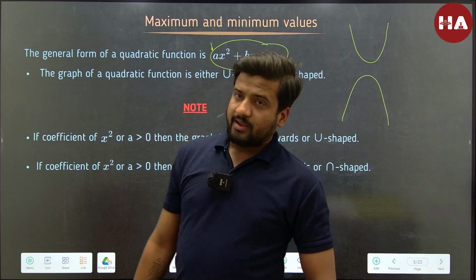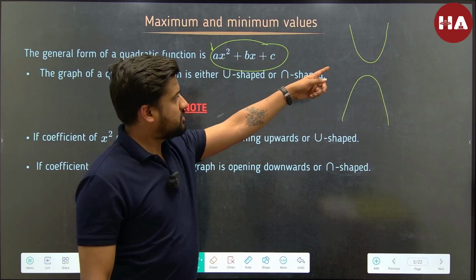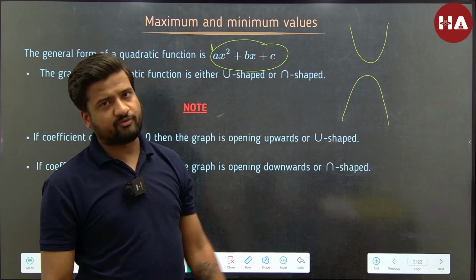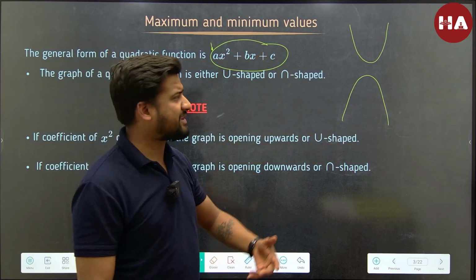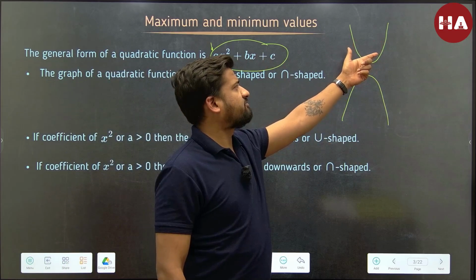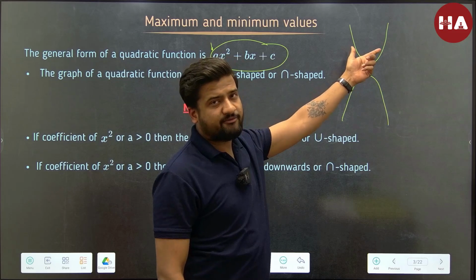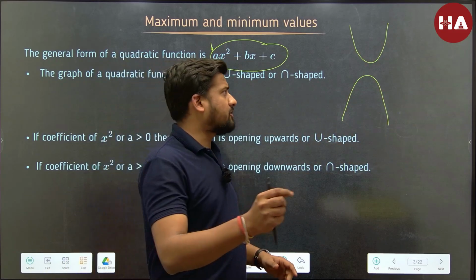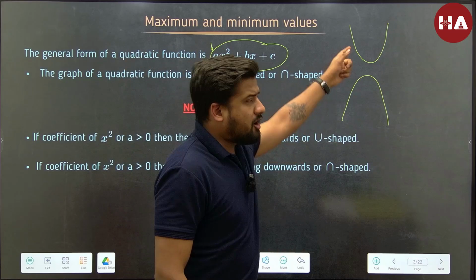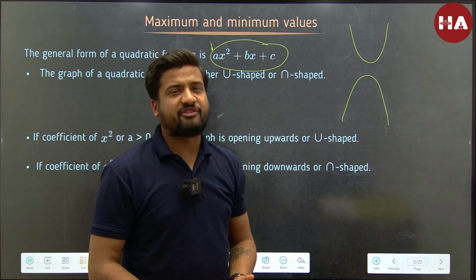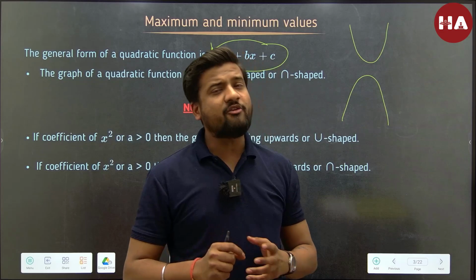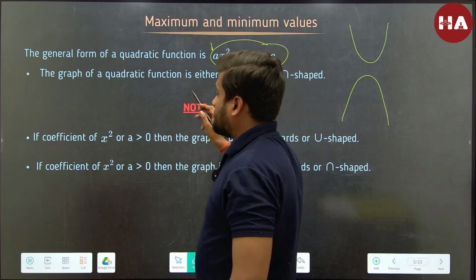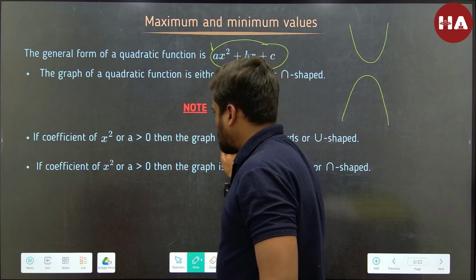Now this is known as a U shape opening upwards, and this is a U shape opening downwards, or you can just directly say graph of equation opening upwards, graph of equation opening downwards. That's it. All right, now how and what affects it? The value of a affects the shape of the graph.